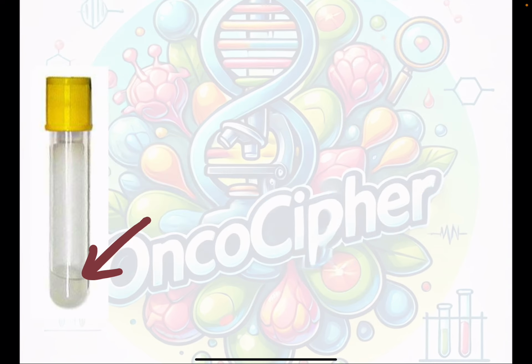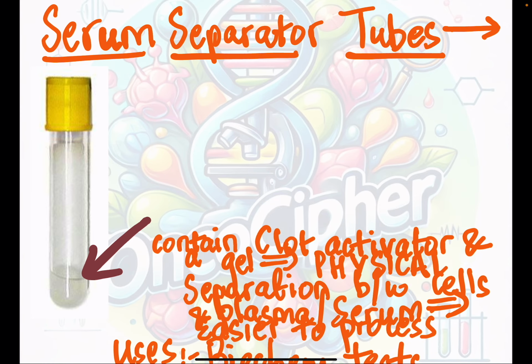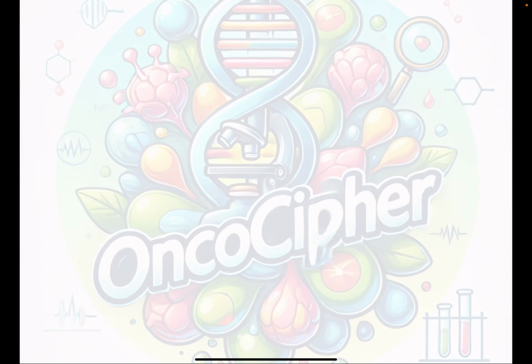Now, the last bulb, as you can see, has gel in it. It can either be red colored or yellow colored, but what's important is the gel in it, and these are known as serum separator tubes. They contain a clot activator and a gel, which acts as a physical separation between cells and the serum of the blood, hence making it easier to process. It is used for biochemical tests such as RFTs or LFTs.